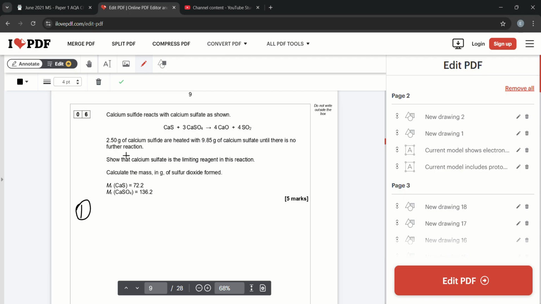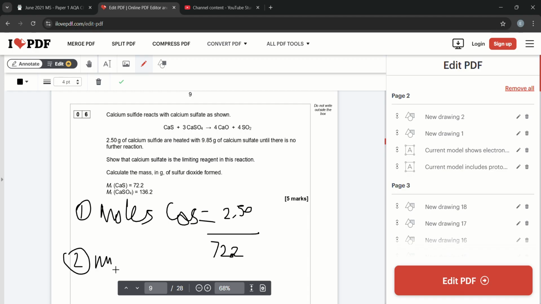So first things first, let's find out the moles of calcium sulfide. 2.50 over its Mr, which is 72.2, and I'm not going to calculate it. That's the moles. If you put it in a calculator, we'll easily get the moles.